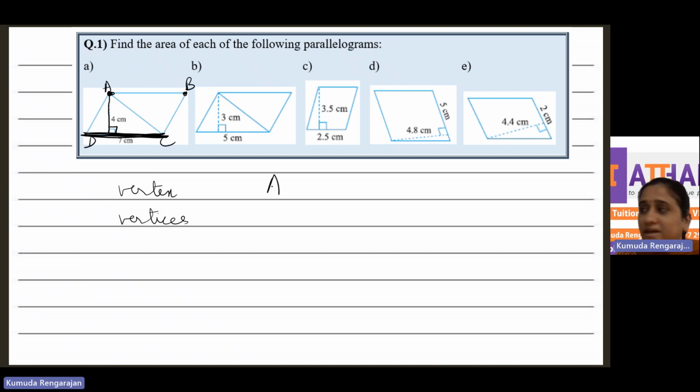Now in ABCD, CD is the side, right? So leave the side.